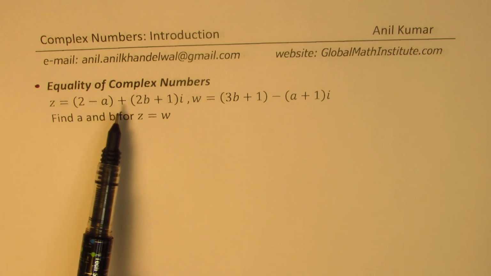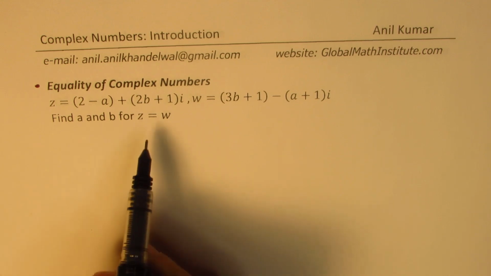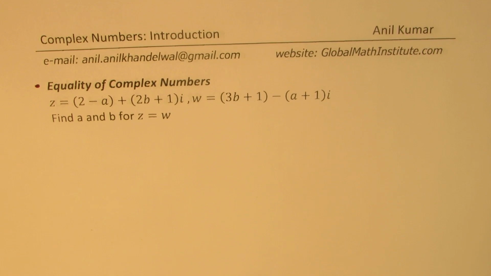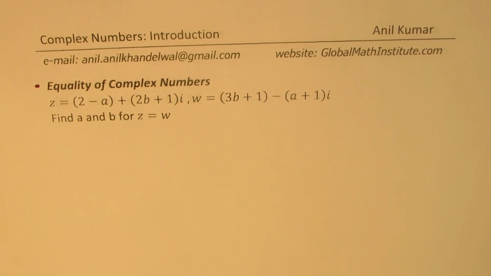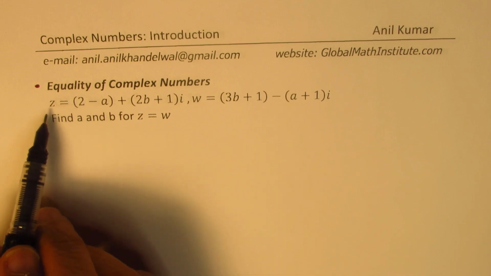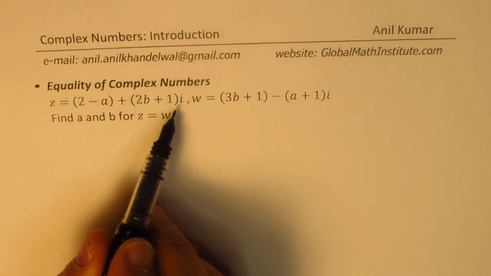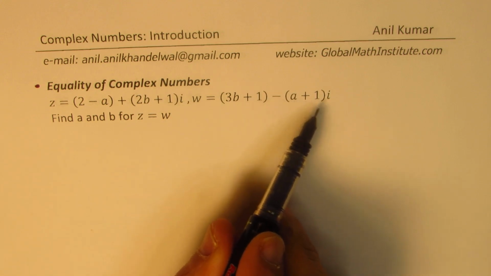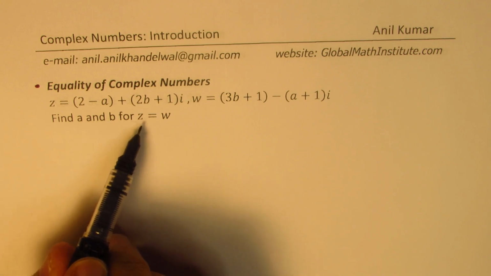We'll leave x, y, and a and b for real numbers in all our examples. Now many times you will also see the complex numbers written with bold letters. Now the question here is z equals 2 minus a plus (2b plus 1)i, and w is (3b plus 1) minus (a plus 1)i. We need to find the value of a and b for z equals w.